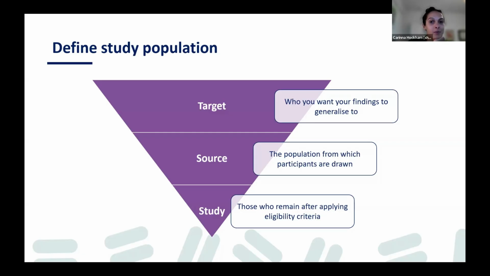At each layer, people will be lost for different reasons. What you need to consider is whether these losses might differ by sex or gender. And if they do, are those differences ethically and scientifically justified, or are they an unintended source of bias that you need to address?